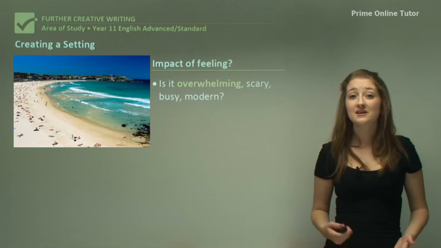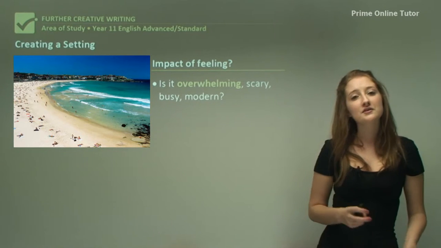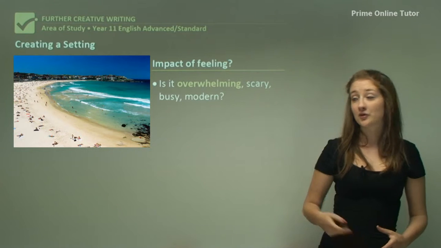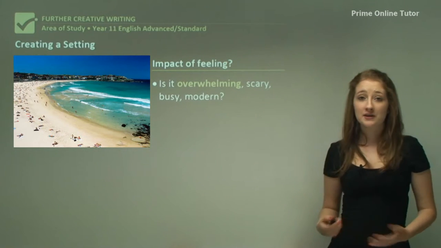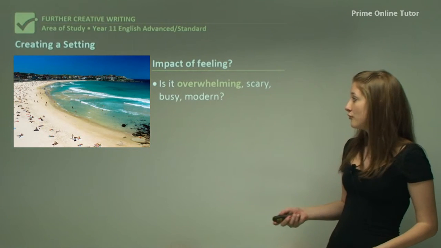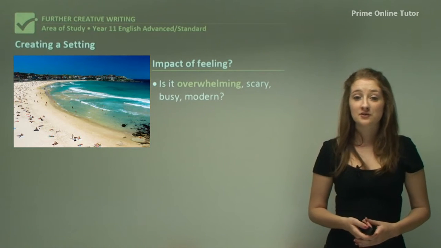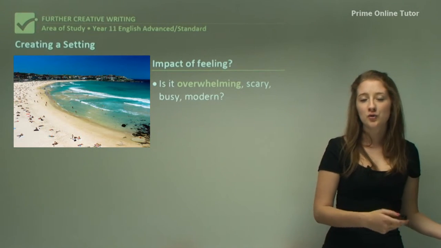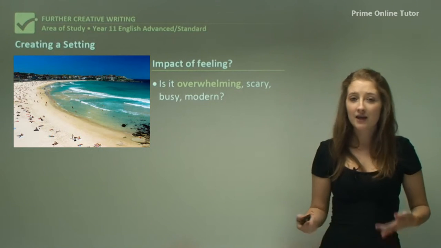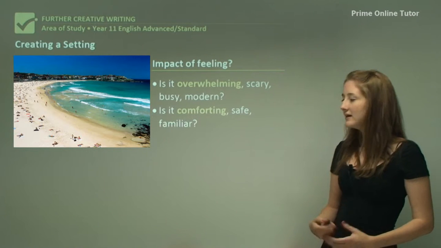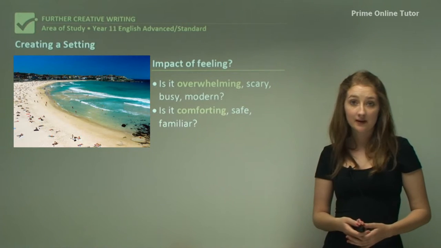You also need to consider the impact of feeling. Now, obviously, all of these factors are dealing with each other, and the size is going to impact feeling. So you're thinking things like, is the setting overwhelming, scary, busy, or modern? So you might be considering, for example, a girl who's moved from the country to the city and is finding it difficult to belong in this big town. Is it comforting, safe, or familiar?